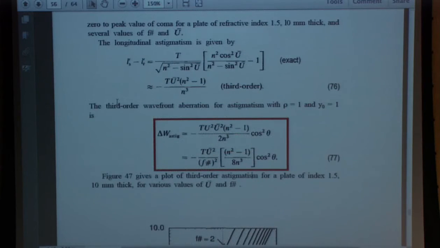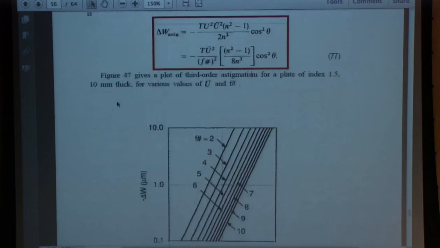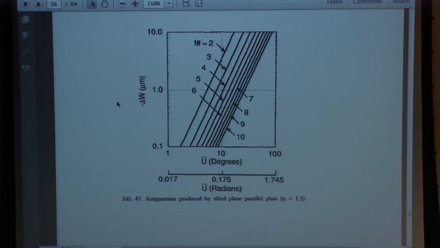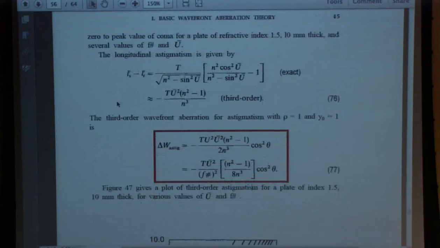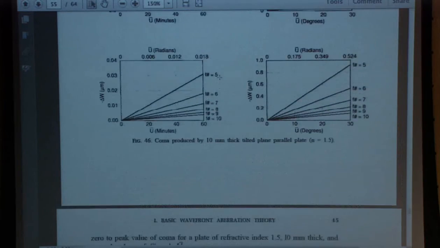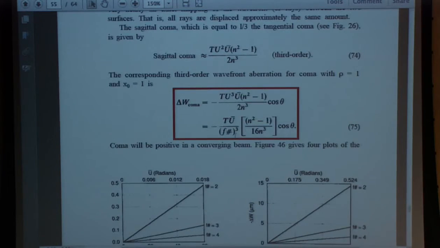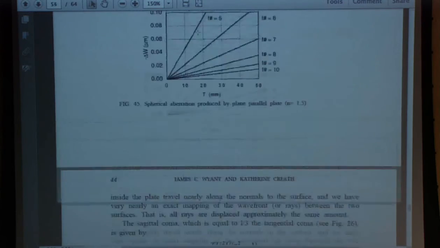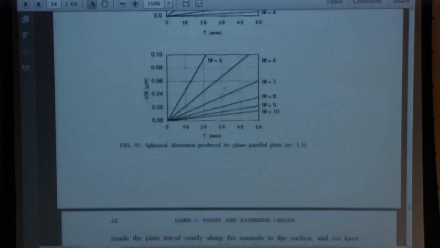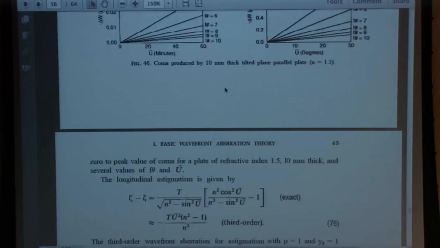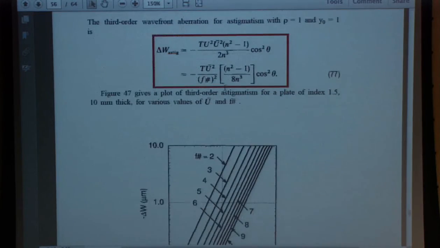Okay, let's see here. Maybe that's about everything. I put in lots of tables or lots of graphs here showing you how bad the aberrations would be. Point out for astigmatism, it goes as 1 over the F number squared. For coma, it's going to go as 1 over F number cubed. And for spherical, it goes as 1 over the F number to the 4th. So maybe F10, never F2.